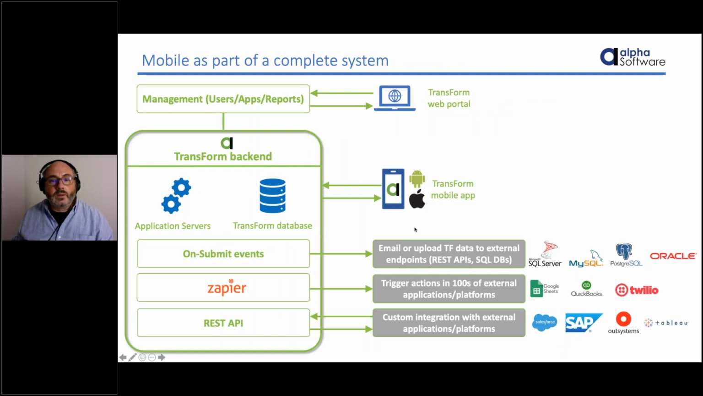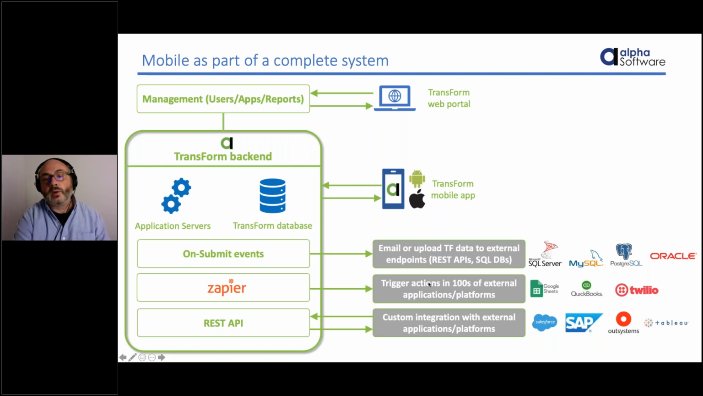So let's take a look here at some of the things that you can do. Built into TransForm, when you submit data, there are these things called on-submit events. One of the on-submit events lets you email data. There's another one which allows you to send data to SQL databases, and there's a third one which allows you to make REST API calls. I believe there's one or two others, but they're escaping me at the moment. So these basically can put data or email data into the format that you want or need, the format that you already have.